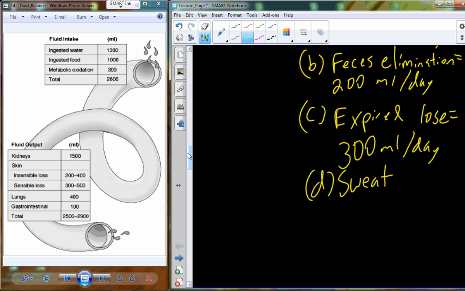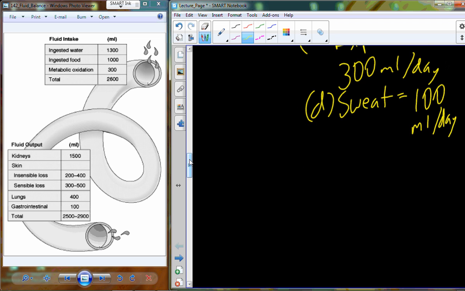It's called imperceptible sweat. And if you don't exercise, if you don't have a larger amount of sweat being produced above and beyond this normal, it's going to be about 100 milliliters per day. So sweat, about 100 milliliters per day. And this is a glandular secretion.